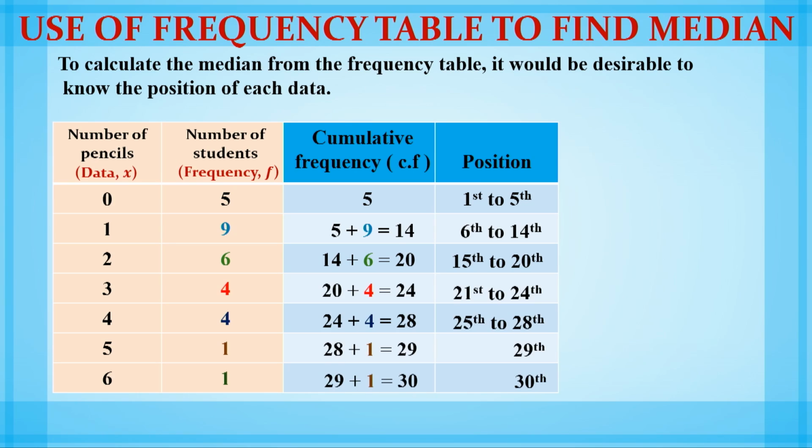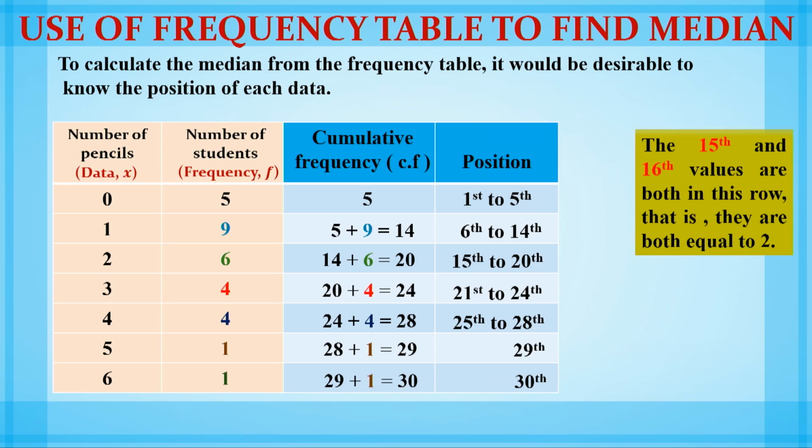Students, note the last value in the column representing cumulative frequency should always be equal to the total number of observations. Now, the 15th and the 16th values are both in the row indicated by the arrow. That is, they are both equal to 2, implying the median is the average of the 15th and 16th values, leading to the median being 2.